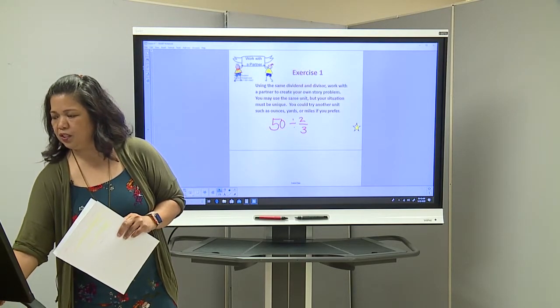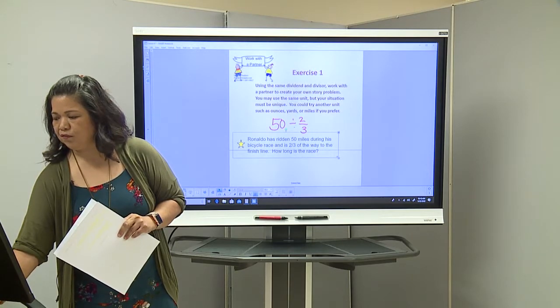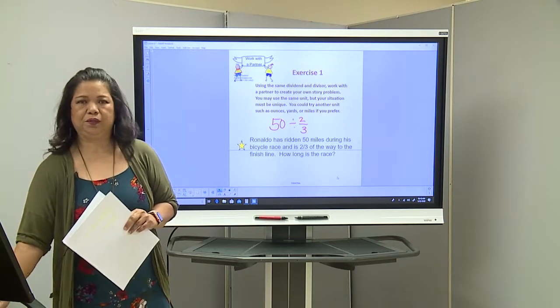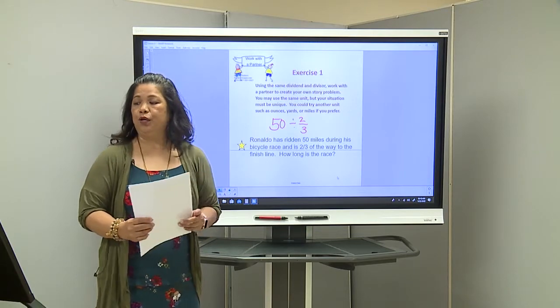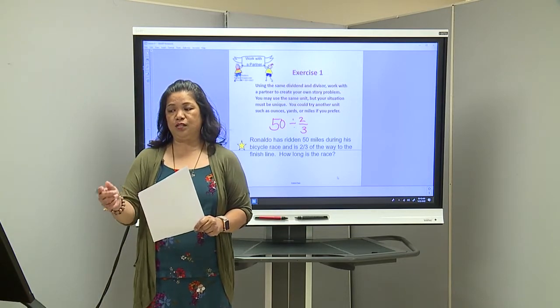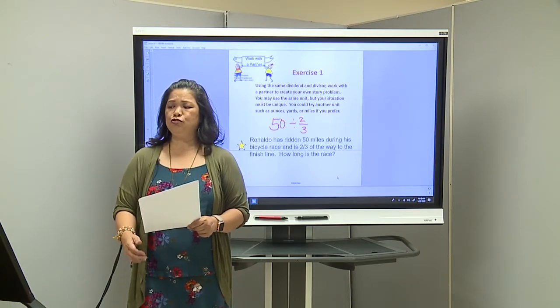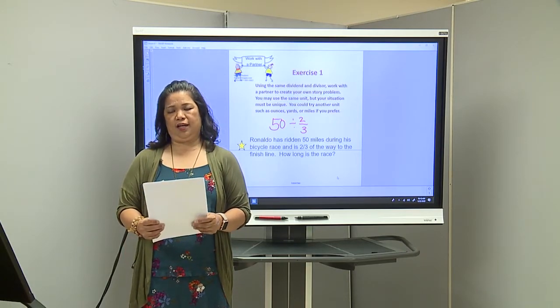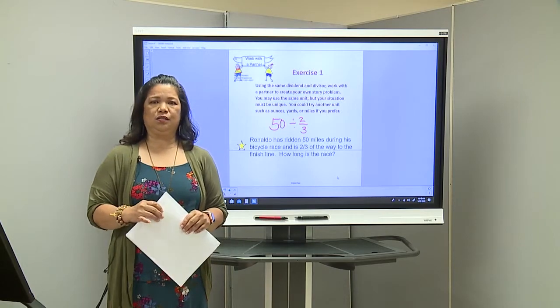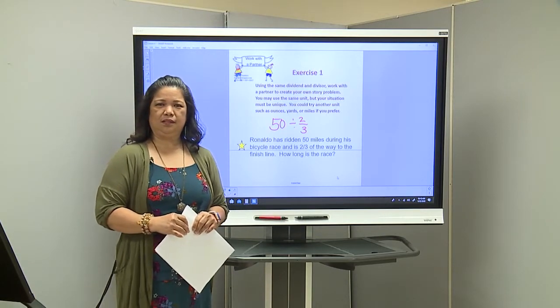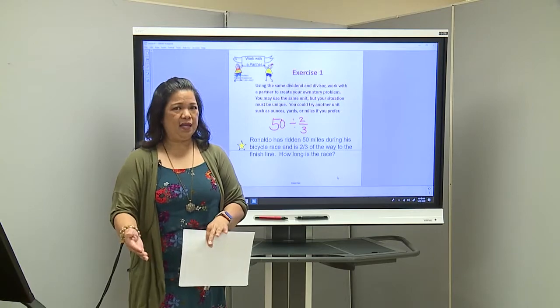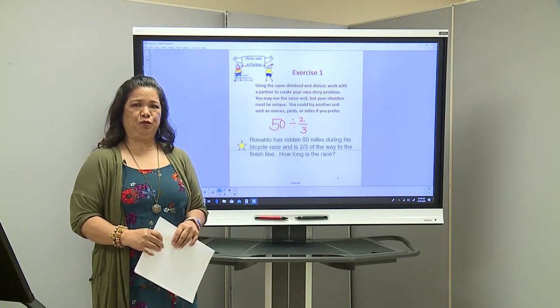Now, here is another example of a story problem for 50 divided by 2/3. Okay, so let's take a look. Ronaldo has ridden 50 miles during his bicycle race and is 2/3 of the way to the finish line. How long is the race? Does that make sense? Does it match our 50 divided by 2/3?